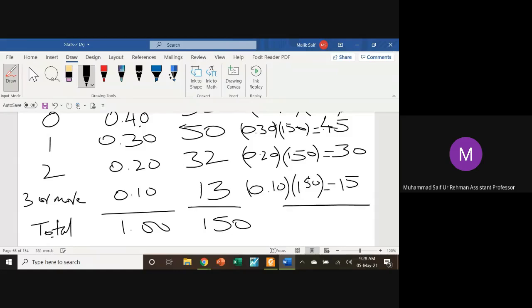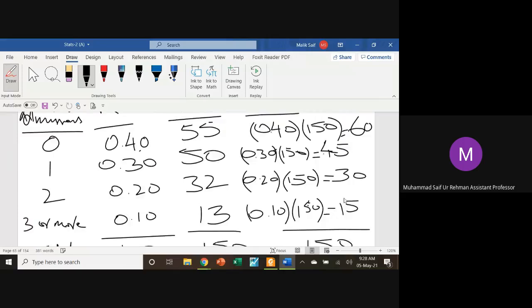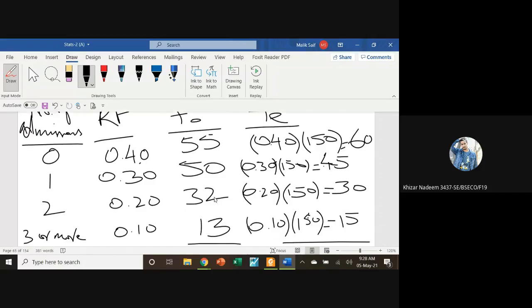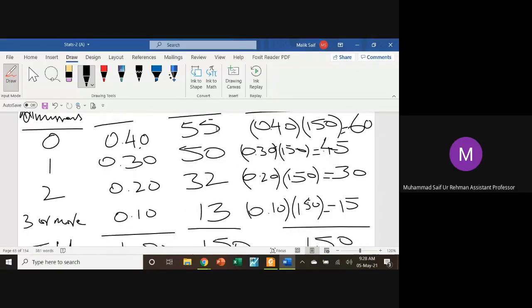Okay, and when you add these values, it should equal 150. You can check it. 15 plus 30 plus 45 plus 60. Check it. It should equal 150. Is it? Yes, sir.